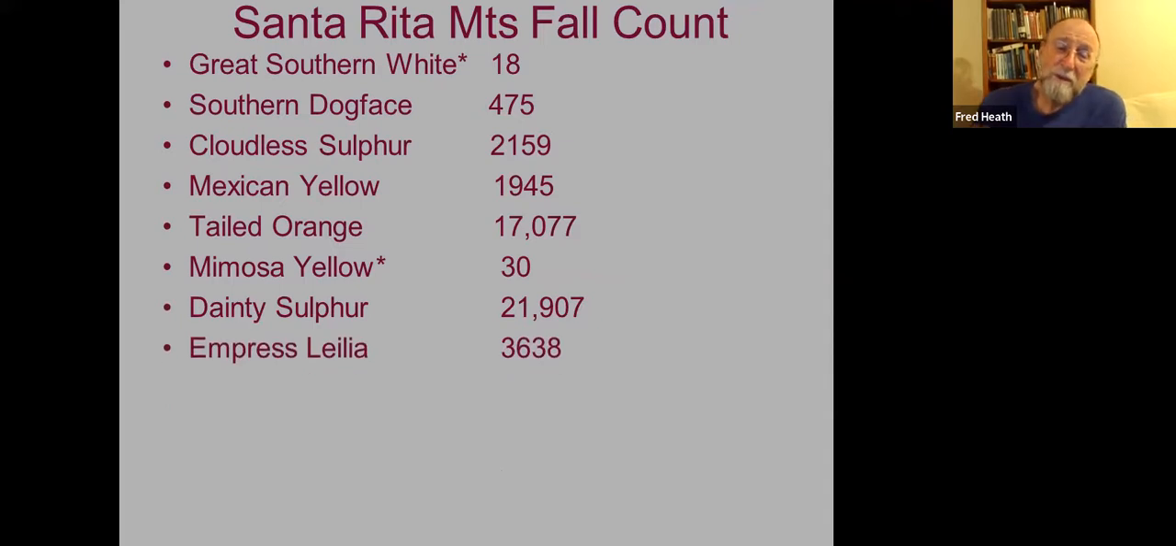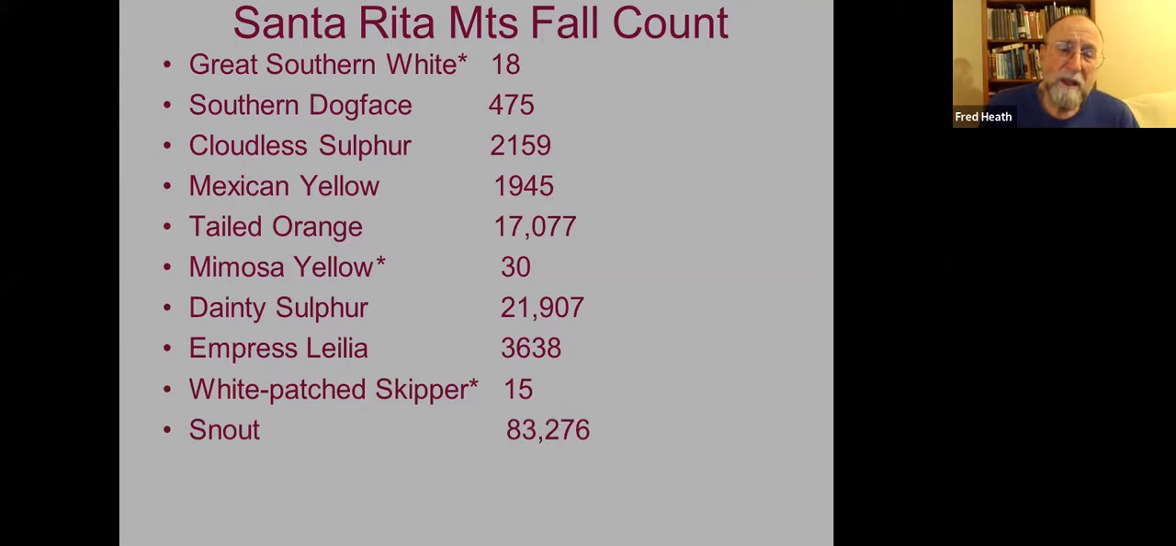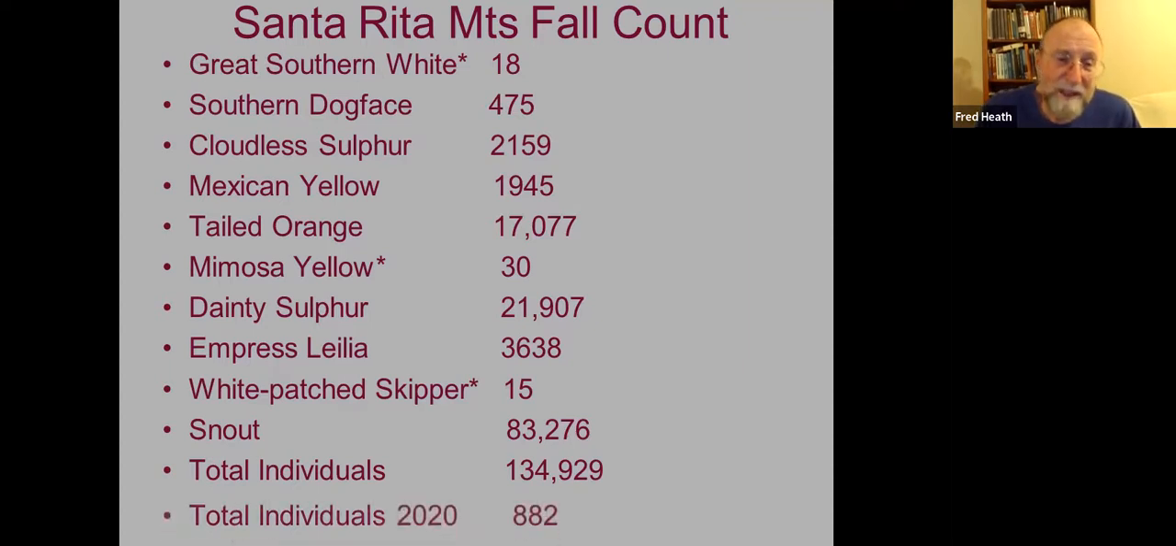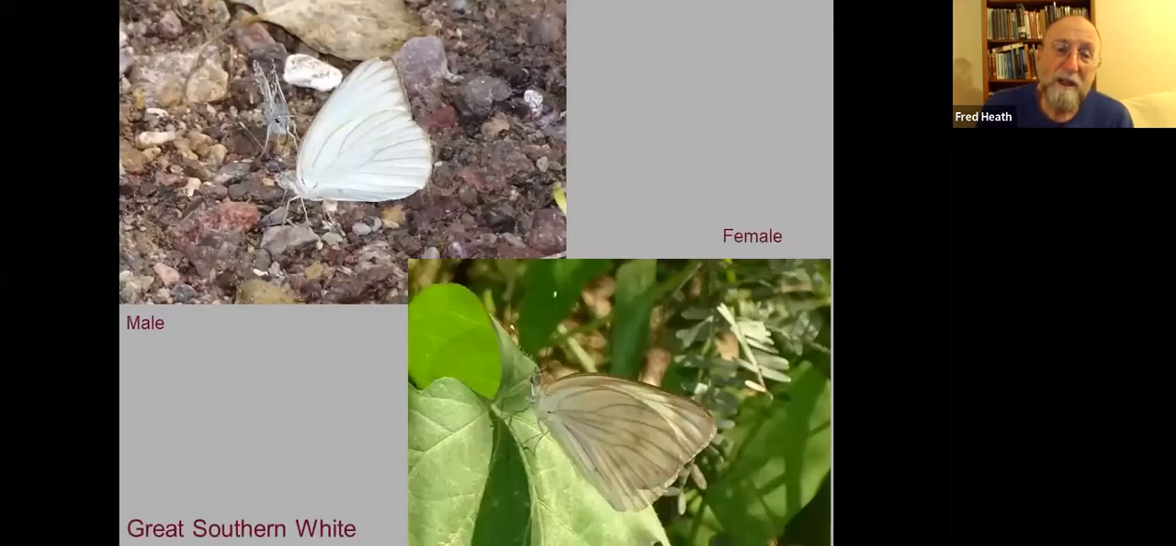Empress Leilia were even going gangbusters by then. White-patched skipper was one that we never had on the count. We had 15 of those on mimosa. Yellow was another one. And the snout, of course, was huge. The total number of individuals was 134,000. If we had done the count a few weeks earlier when the snouts were really in high numbers, it would have been maybe 1 million. And the total individuals that we had the year before in 2020 was less than 1,000. Amazing.